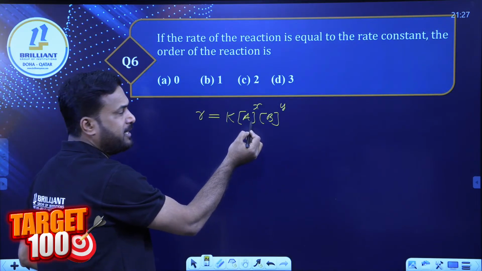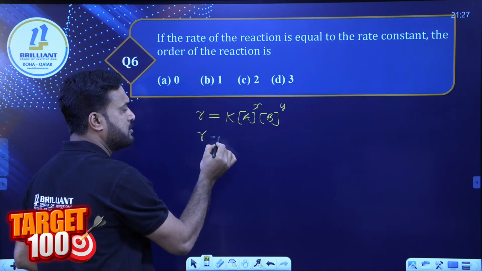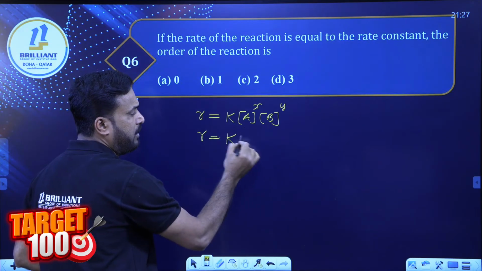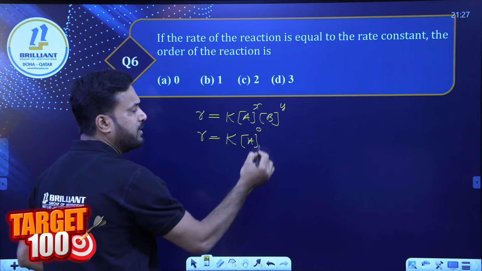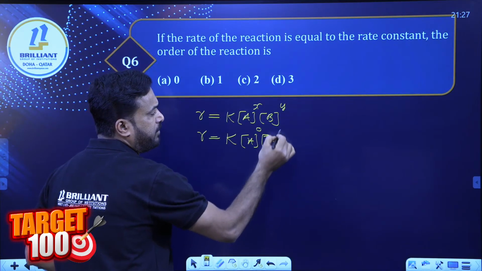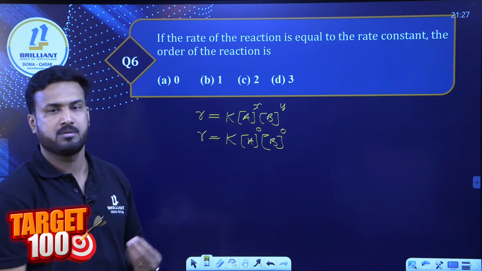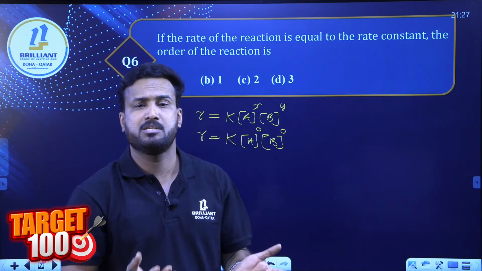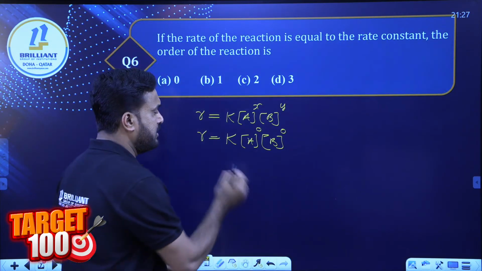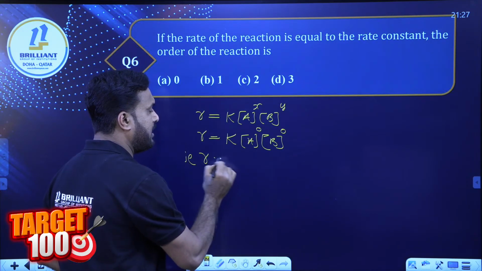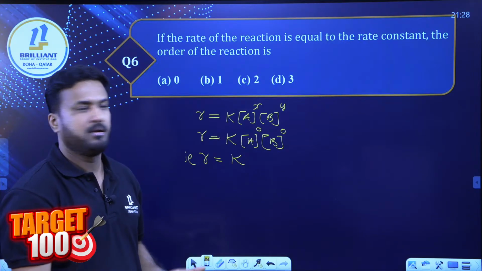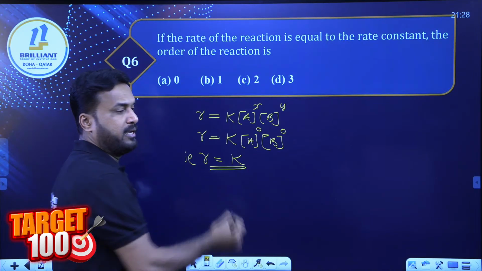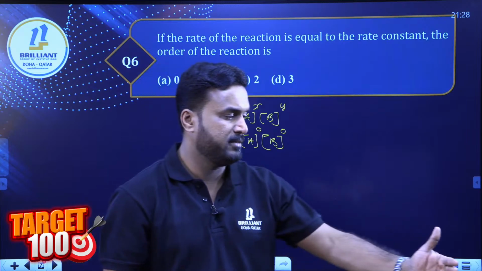These factors should not be there, so we can write small r is equal to K, assuming the powers of the concentrations are 0. What if the powers are zero? You know that any value raised to 0 is equal to 1, right? Then you can write small r is equal to K, because A raised to 0 is 1 and B raised to 0 is 1. Now we got small r is equal to K. Okay, we got the correct answer.